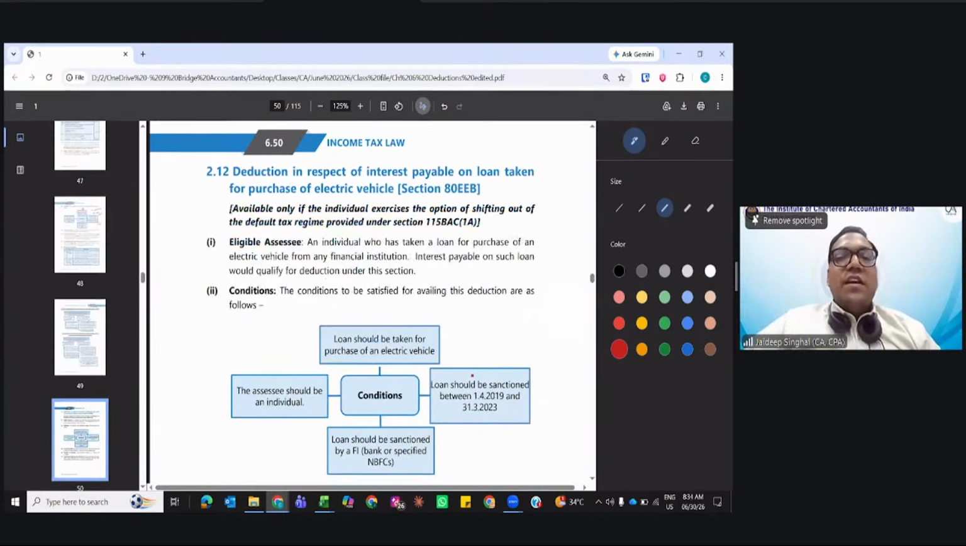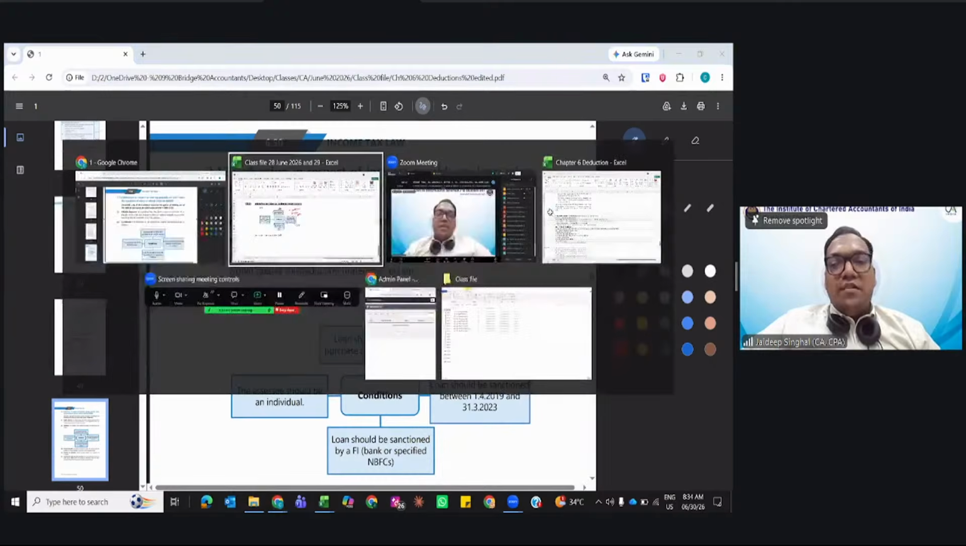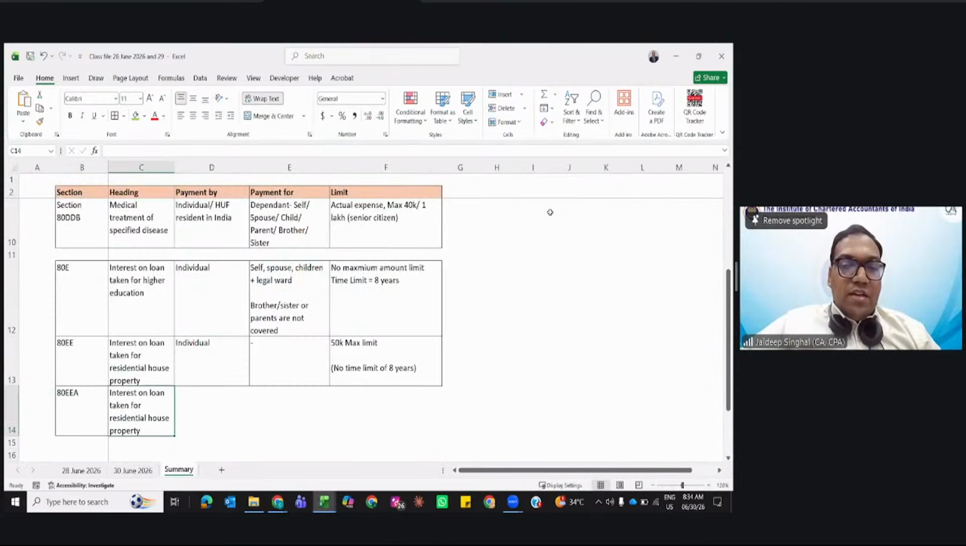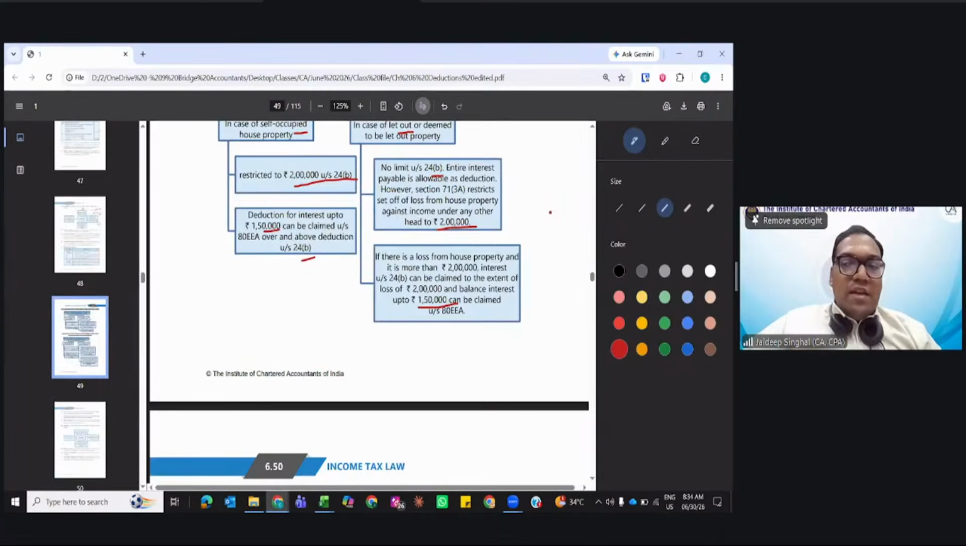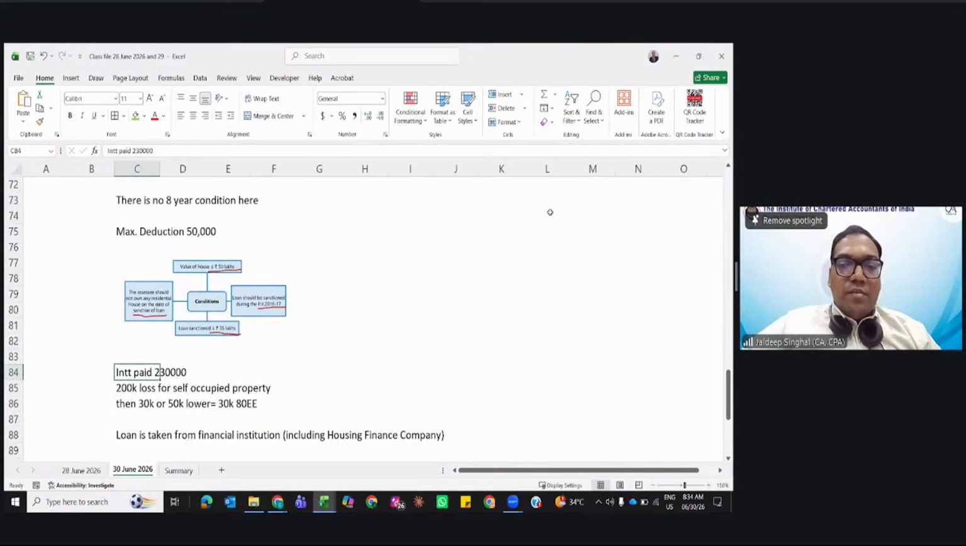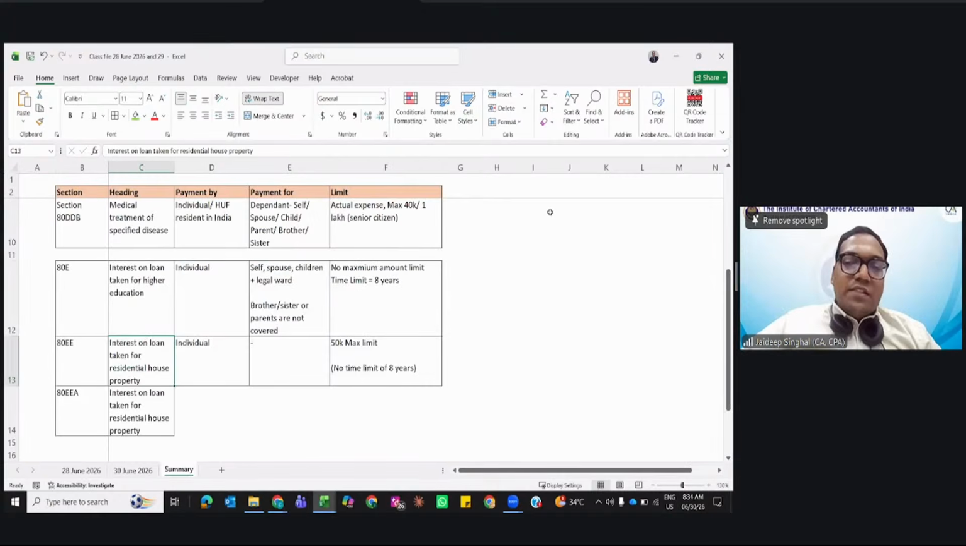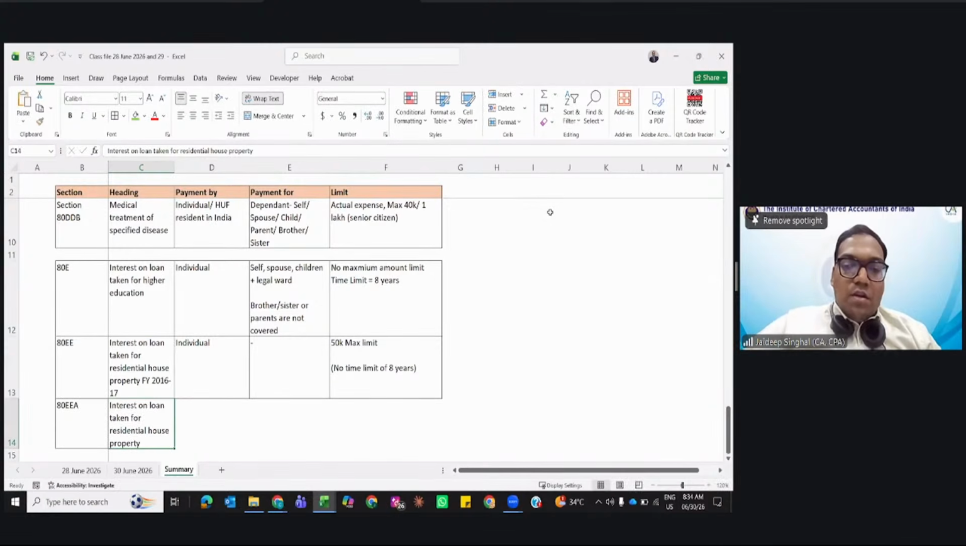The last section in the interest series is 80EEB. Okay, before that, let's make a summary here. It is interest on loan taken. Let me write the financial year here, it will be better for you. It is previous year 16-17. It was for 19-20. It is for financial years 2019-20, 2020-21 and 2021-22.